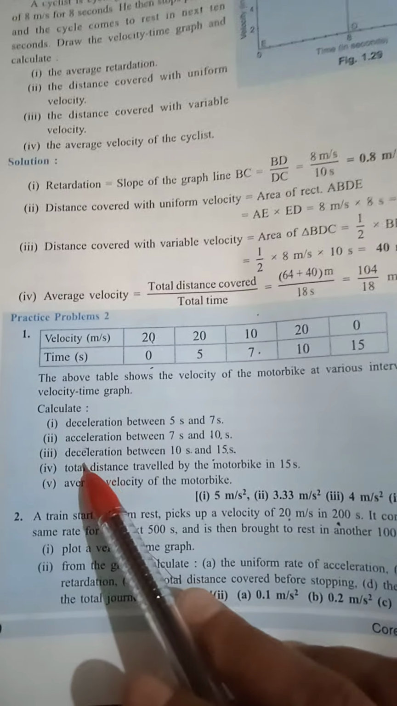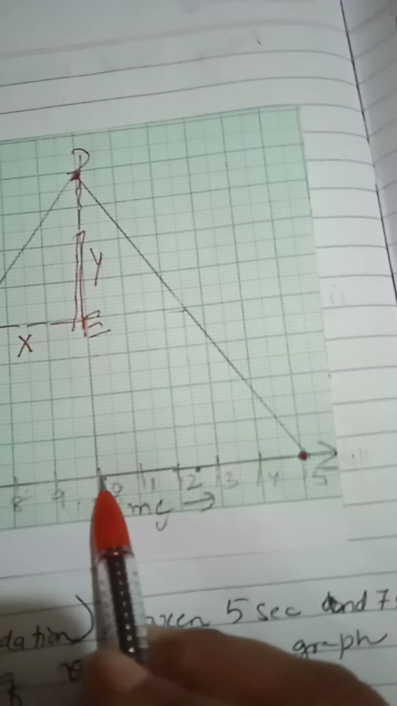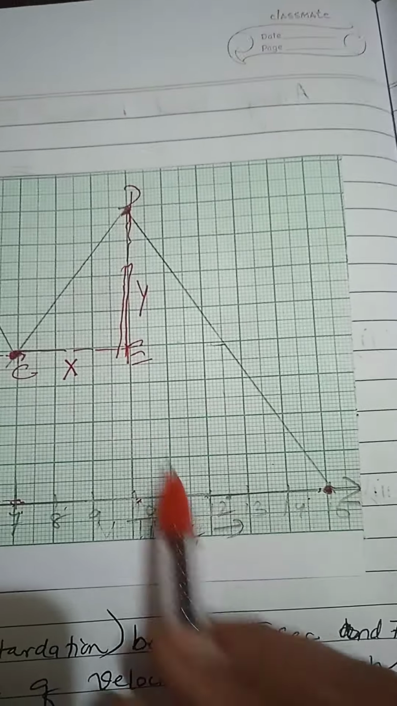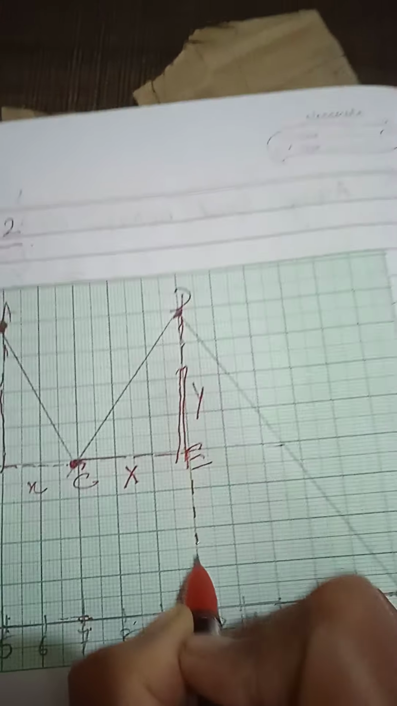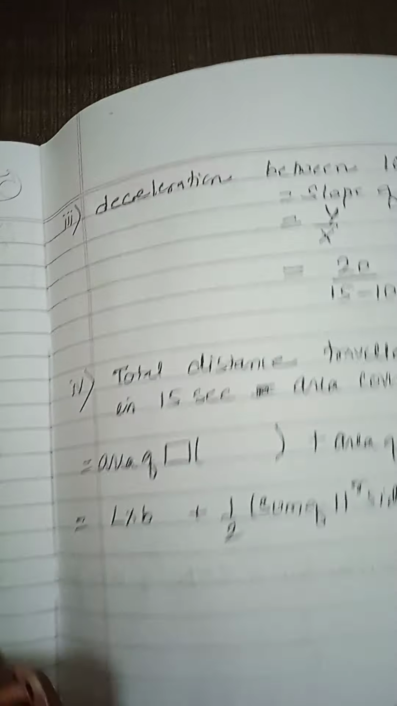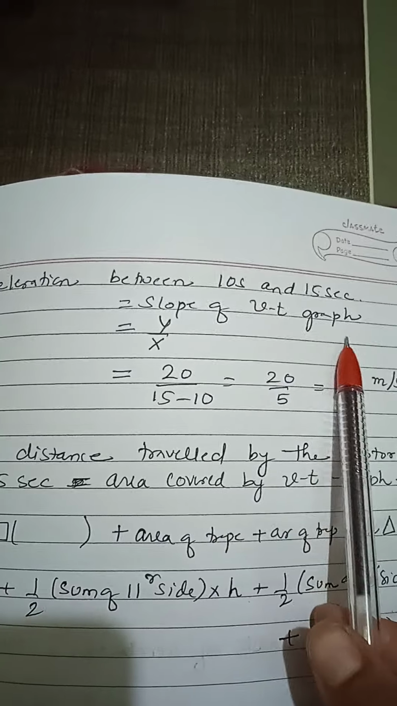Now next one will be your deceleration between 10 second and 15 second. So this is 10 second and this is 15 second. Again, you construct this longer triangle and then find it out. Okay, I think you can now understand how we have to find the acceleration or deceleration from the velocity-time graph by using the slope of the velocity-time graph.